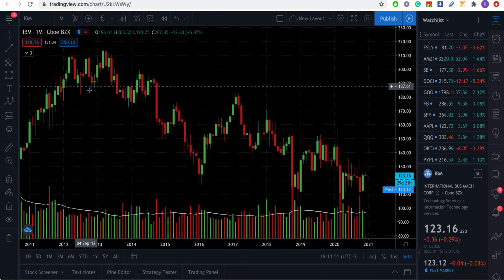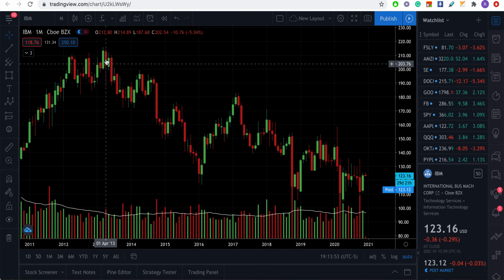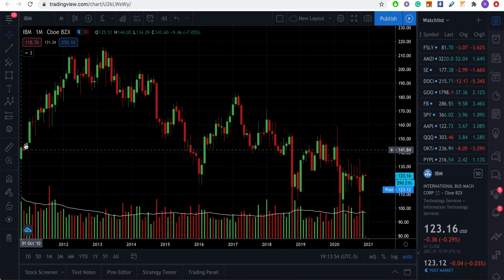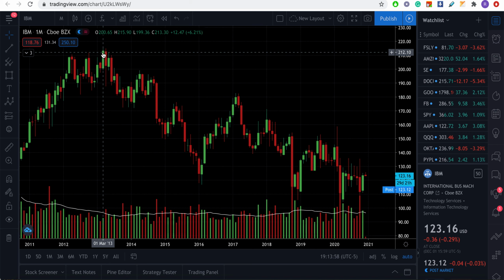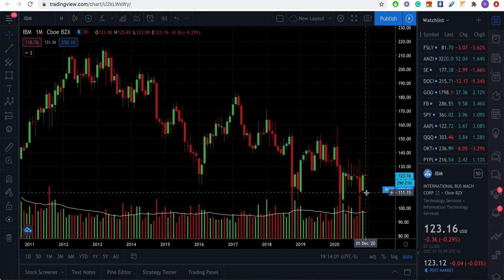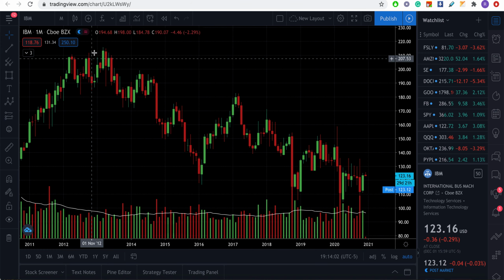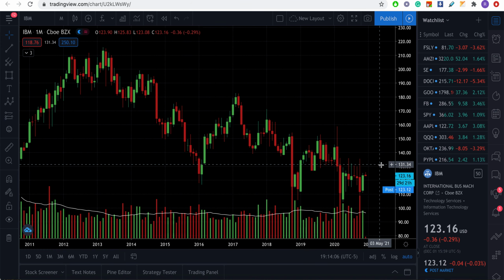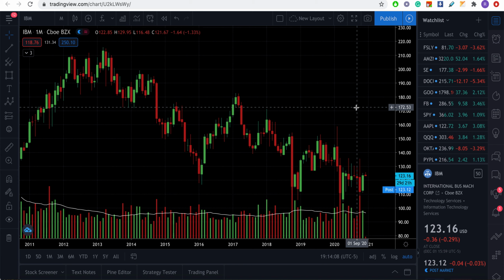If you look at the chart from 2012, IBM was really great until then, but it was almost 212, and if you look at now, it's 110. Investing in IBM, you lost almost half the money. IBM is a tech company, right? Technology service. So not all tech companies will do good.